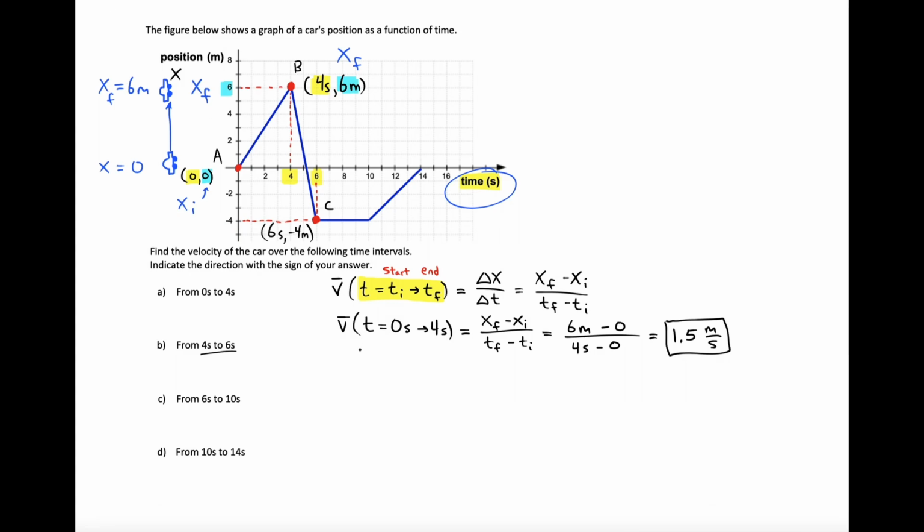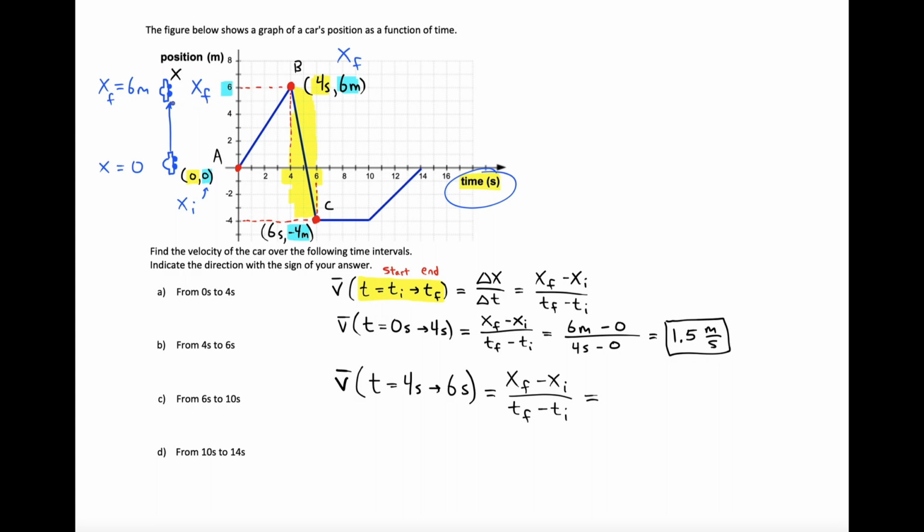And now we'll just do the same kind of calculation as before, but we'll change our time interval. We're now going from 4 seconds to 6 seconds. So I'm talking about this interval right here. We need the final x minus the initial x for that interval over the final time minus the initial time for that interval. If we look at our vertical value though for point C, that's a -4. That's our final location.